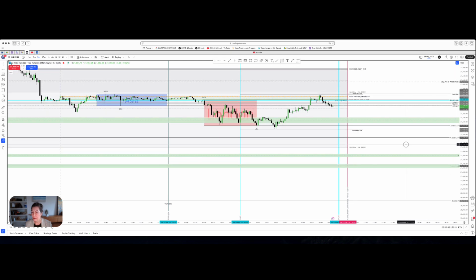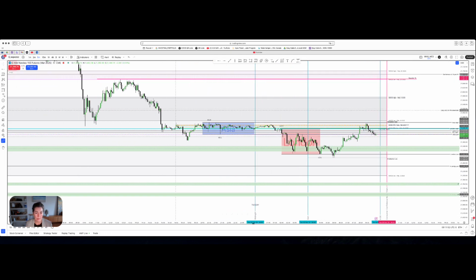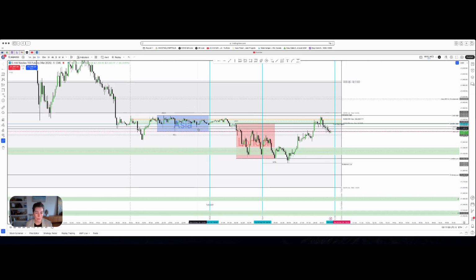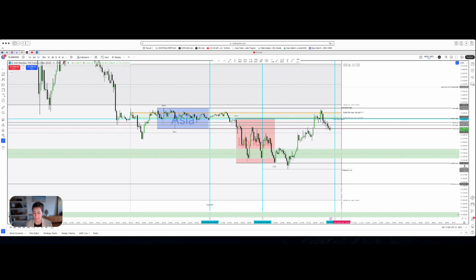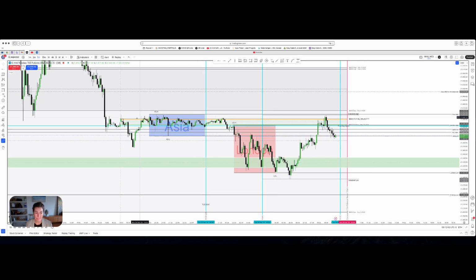Okay, so it's 9:11. It's kind of where we are. We have liquidity, strong liquidity above and below Asia. Asia's function is to engineer liquidity. So those are always areas.